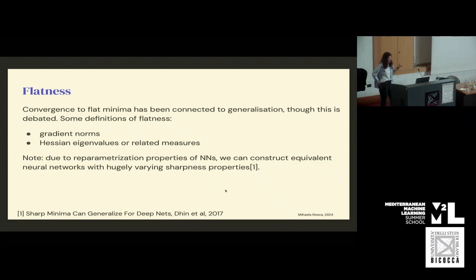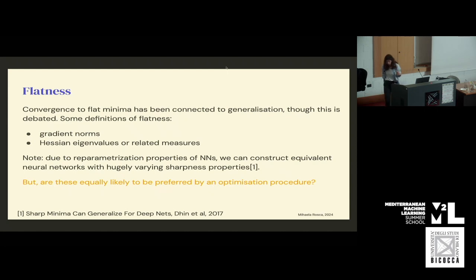And the way to see this reparametrization idea is that if I have a weight matrix, a ReLU, and another weight matrix, I can actually divide the first weight matrix by C and multiply the second one by C, and I have the same function, but the flatness properties will be different. So then perhaps we can think, well, maybe flatness is not that important. But maybe optimization plays a role here.